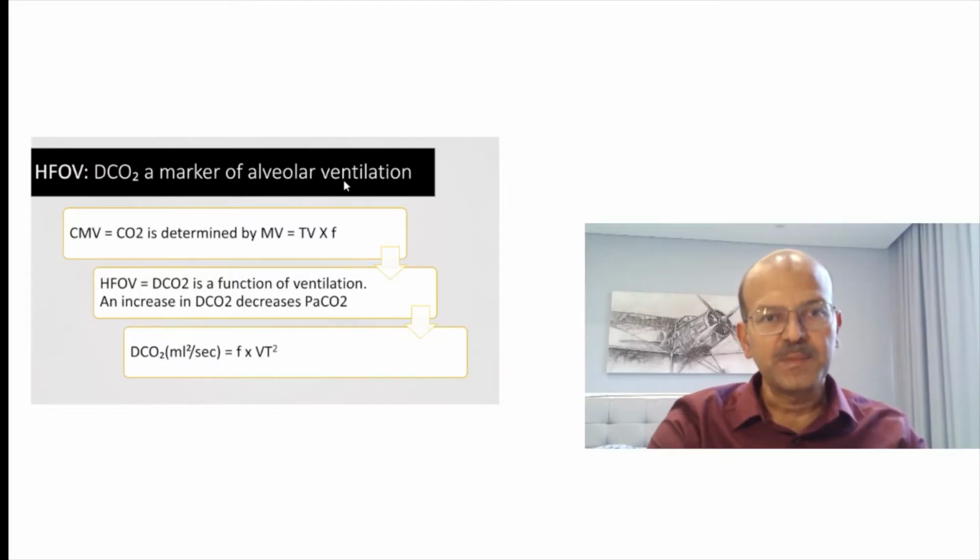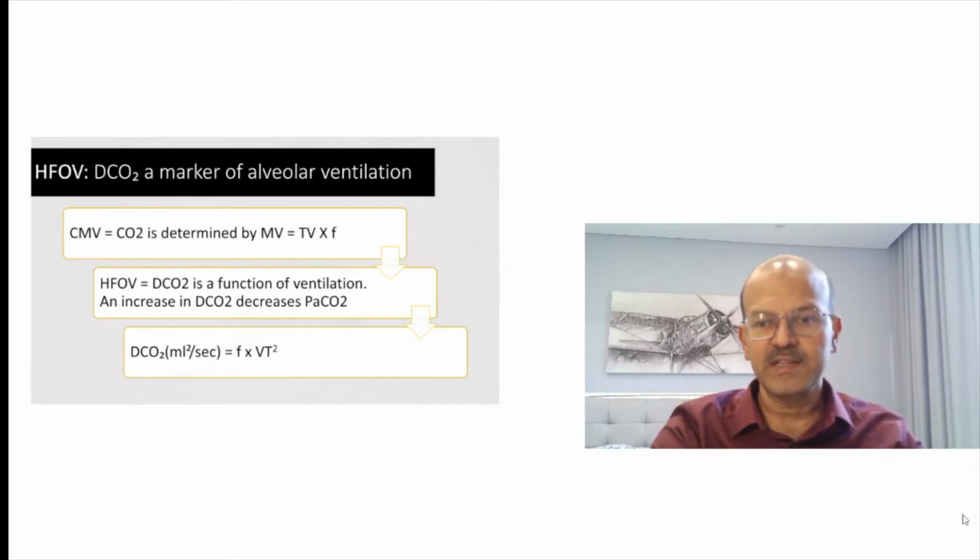The DCO2 is a marker of alveolar ventilation in high frequency ventilation. So in conventional ventilation, the carbon dioxide is determined by tidal volume times frequency, while in high frequency, an increase of DCO2 usually decreases the PCO2, and it is equal to frequency times the square of the tidal volume.